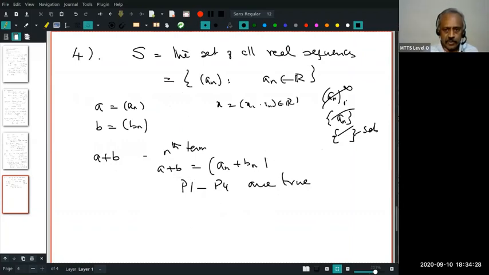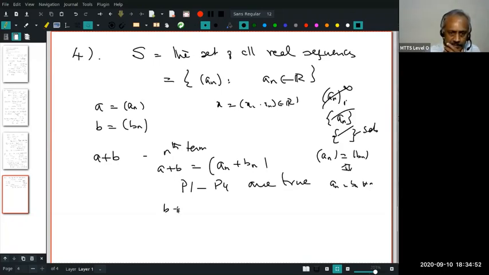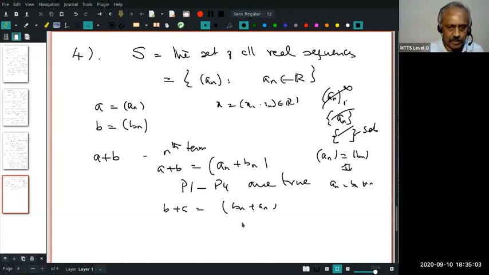When are two sequences equal? Remember, a sequence is a function from natural numbers to R. Therefore, they are equal when the function's value at n is equal. The function's value for this sequence at n is a_n, for the other sequence at n is b_n. They have to be equal, that is a_n equals b_n for all n. Therefore, what will be b plus a? That will be b_n plus a_n. So when are these two equal? If and only if the nth terms of these two sequences are the same, that is a_n plus b_n must be equal to b_n plus a_n. Is it true? Yes. Follow that?